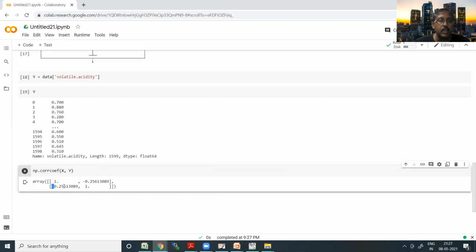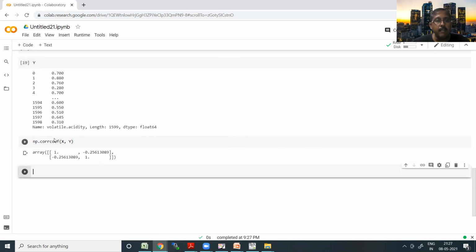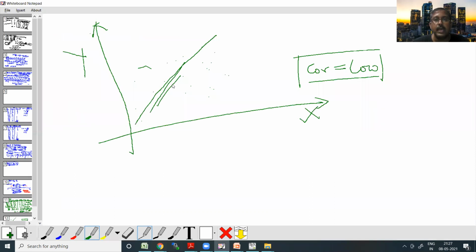So basically the correlation value is minus 0.256. So a negative correlation of about 0.25. Now this is how I calculate it in Python using a numpy function. Same thing if I want to do using matplotlib and the scatter diagram, then I can get some kind of a plot like this between x and y.